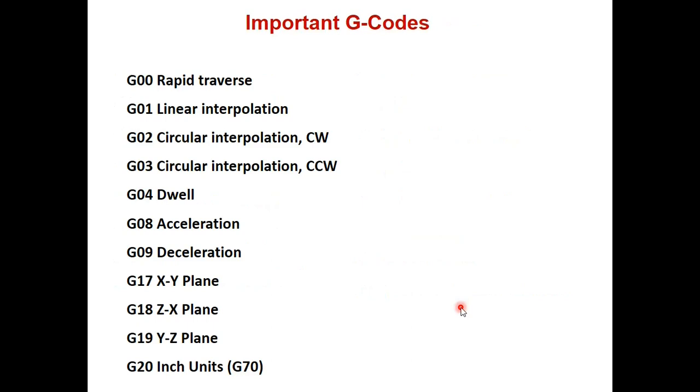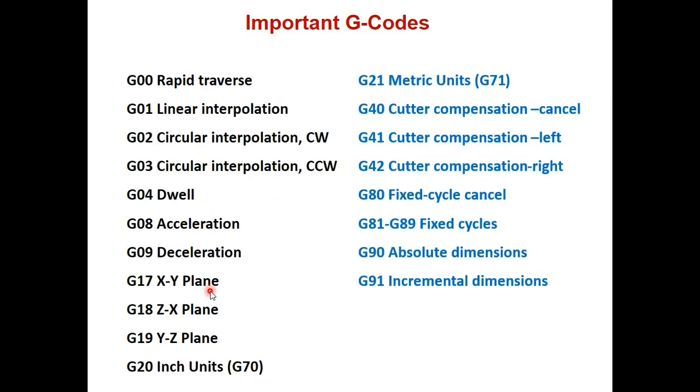Next, let's see some of the important G codes. All the G codes start with G. G00 is a rapid traverse, G01 is linear interpolation, G02 is circular interpolation, G03 is circular interpolation but in the counterclockwise direction. So like this we have a lot of G codes. All these codes we will see one by one when we start doing the program.